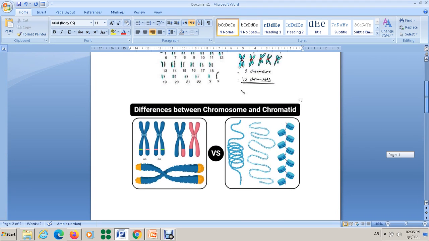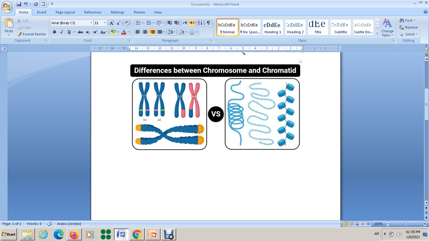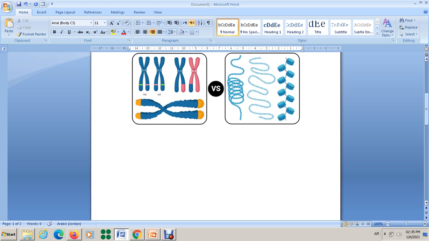Let's look at this figure here. You have a chromosome and a chromatid, and what is the chromatin? Let's talk about the chromatin first, which is the DNA around the protein. So what does this one here represent? This blue thing is the histone protein, and the DNA strands are wrapped around this protein, which makes a chromatin. This starts to condense to make a chromosome.